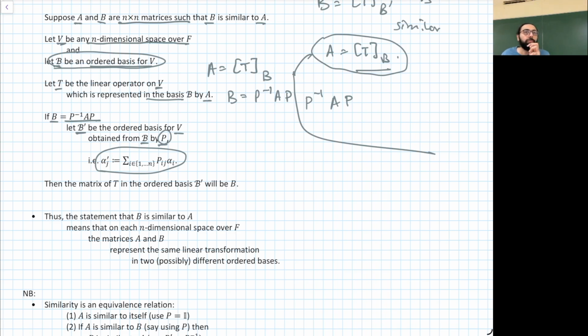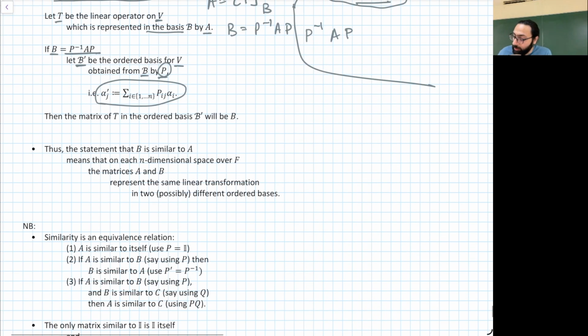Is it making sense? Are you following? Okay. So you just define the basis directly like this, and it turns out that the matrix of T in the ordered basis B prime would actually be B, that is, P inverse AP. You can just do a direct computation and you'll find it. So the correspondence is quite direct.